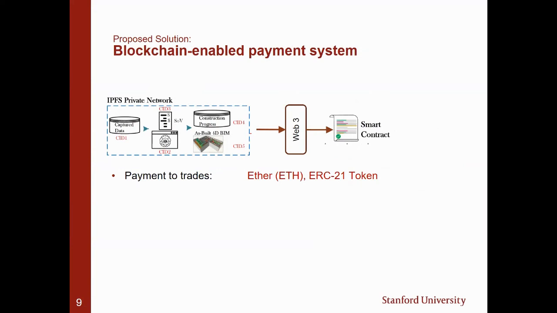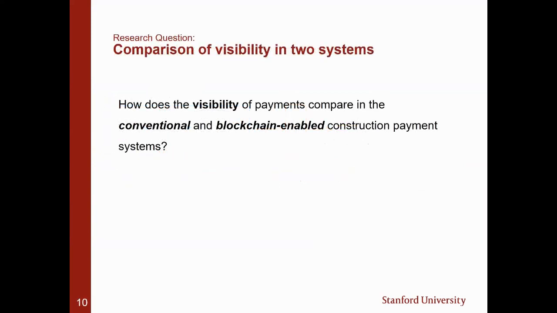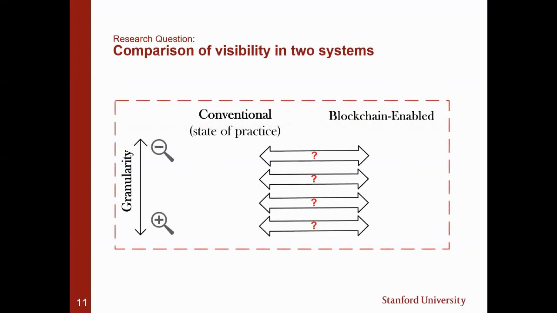So far, we know that we can go directly from progress data to payments using smart contracts. And the question is, could this improve visibility? That's a question I explored in my PhD research. If we have a conventional payment system, the best thing we have in the industry, which is a digital platform, and we have one on the blockchain, which one would be more visible when it comes to payments? And I would ask that question at different levels of information granularity. Let's say you need a 10,000-foot view of projects. Would blockchain be better or worse? If you need a more granular view, would blockchain be better or worse?